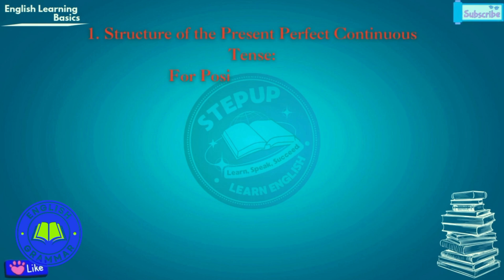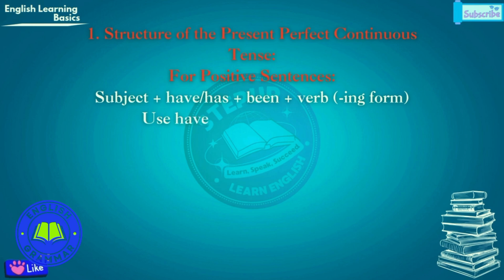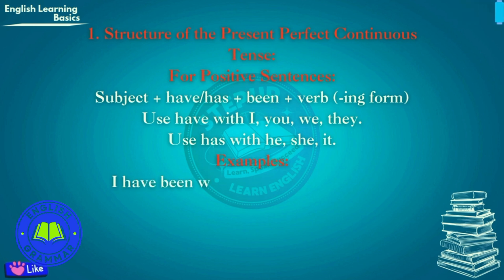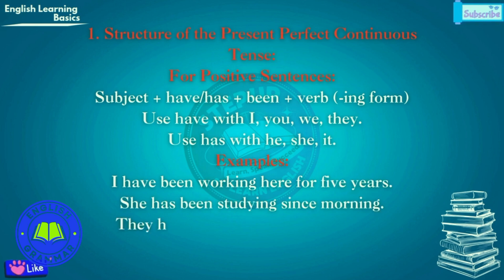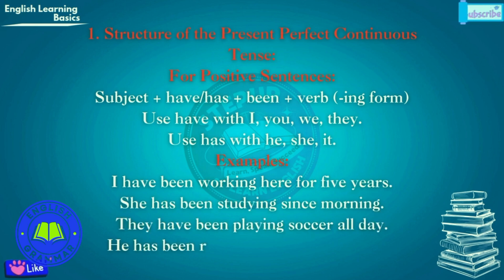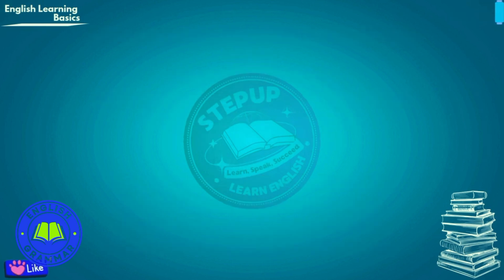1. Structure of the present perfect continuous tense for positive sentences. Subject plus have/has plus been plus verb-ing form. Use have with I, you, we, they. Use has with he, she, it. Examples: I have been working here for 5 years. She has been studying since morning. They have been playing soccer all day. He has been reading that book for hours.